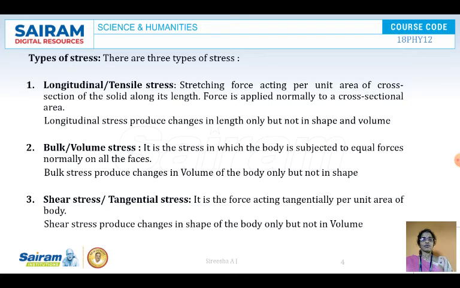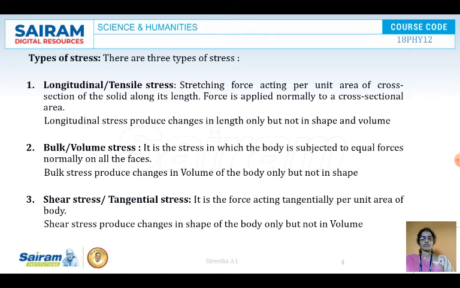Here the stretching force acts per unit area of cross section of a solid along its length. When there is a change in the length of the body due to the application of the force, that amount of stress applied, force per unit area along its length, is called a longitudinal stress. Longitudinal stress produces a change in the length only, but not in shape and volume. So longitudinal stress is when there is a change along its length due to the stretching force.